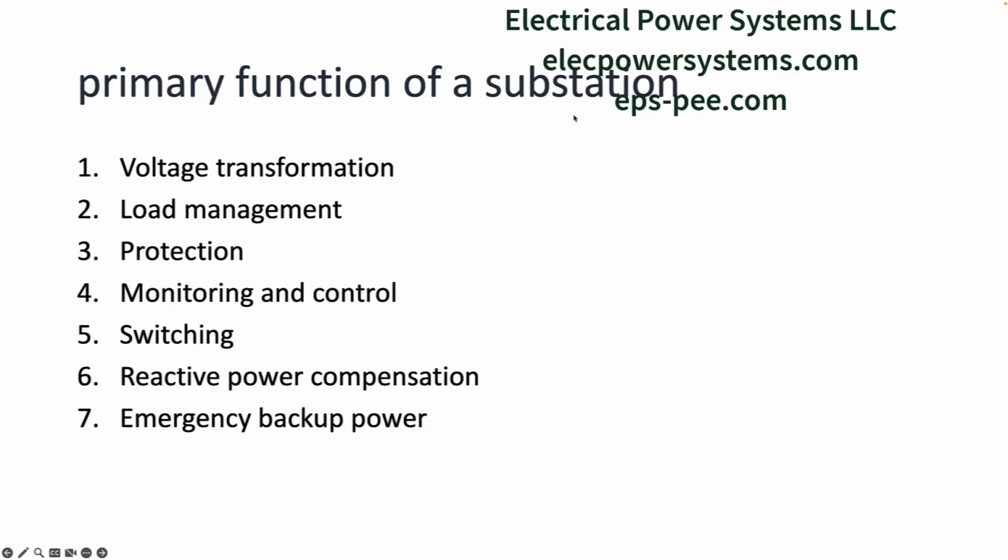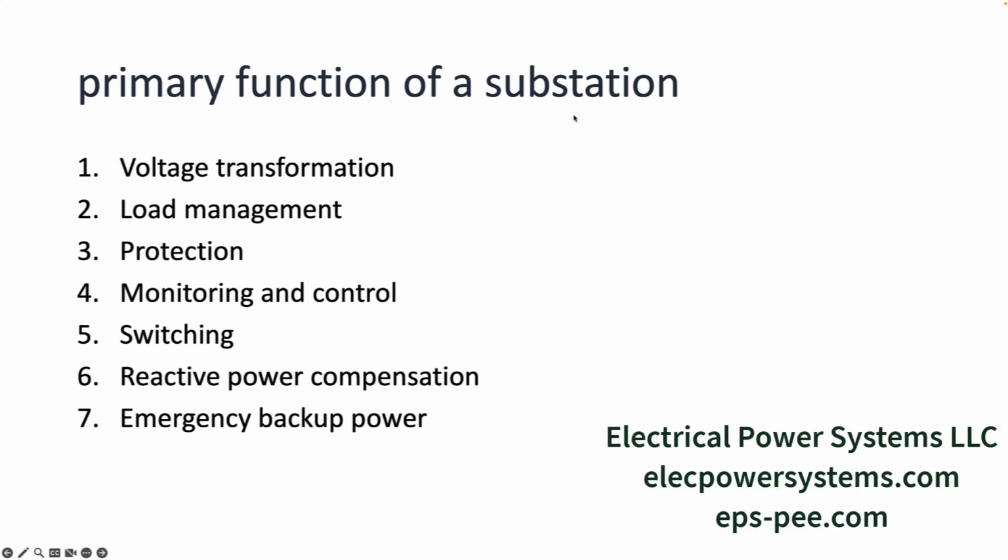The primary function of a substation is to transform high-voltage electrical power into lower voltages that are suitable for distribution to homes, businesses, and other consumers. More specifically, the functions of a substation may include voltage transformation. Substations are designed to transform high-voltage electricity, typically ranging from 69 kV to 765 kV, into lower voltage levels that are more appropriate for local distribution, usually between 4 kV and 35 kV.